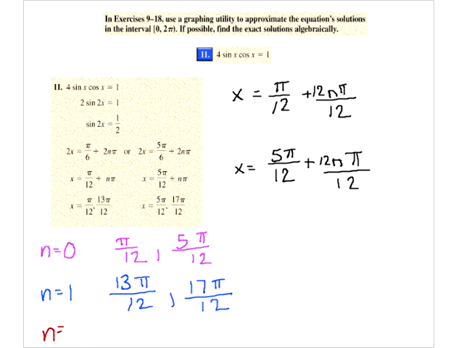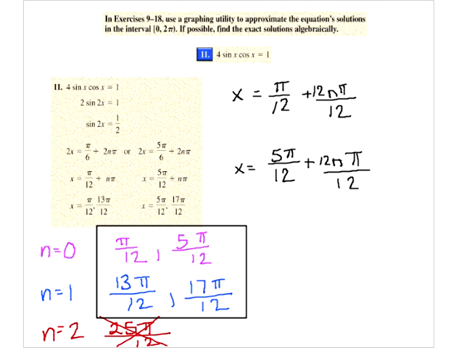N equals 2. 24 plus 1 is 25 pi. And uh-oh, that's too big. Anything greater than 24 is too big. So we stop there. We don't have to go any further because everything else will be greater than that. And we end up with those 4 answers.